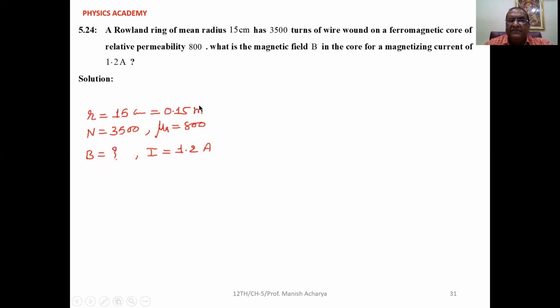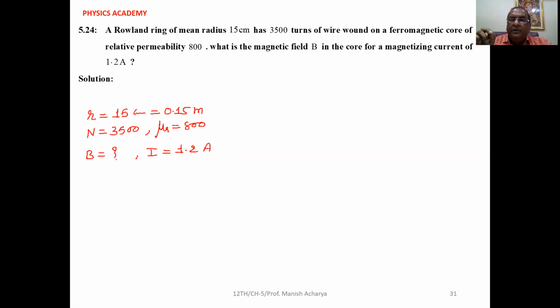Now see here, the mean radius for the toroid, that is given to you 15 centimeters, so that is 0.15 meter. Total number of turns, that is 3500. Relative permeability of the ferromagnetic core, that is 800. Now we want to calculate the magnetic field for the magnetizing current 1.2 ampere.